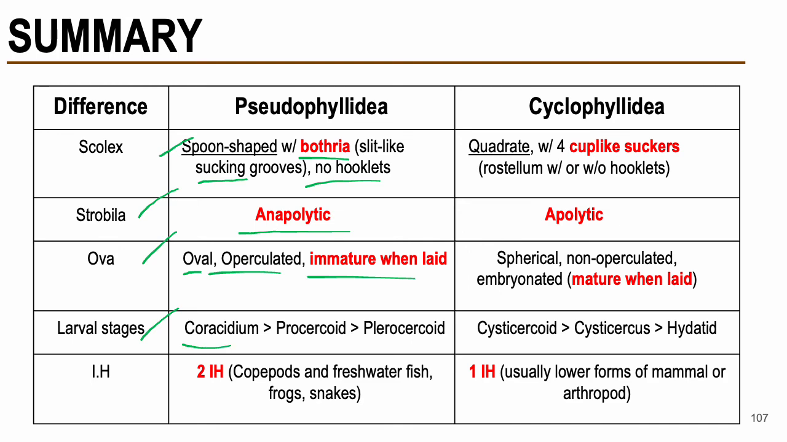So we have the coracidium, the procercoid, and plerocercoid, which by the way develops in sequence. Plerocercoids is the infective stage of the Pseudophilidae tapeworm. Aside from that, the intermediate host requires 2, and that would be the first intermediate host are the copepods, while the second intermediate host may be marine animals such as freshwater fish, frogs, or snakes.